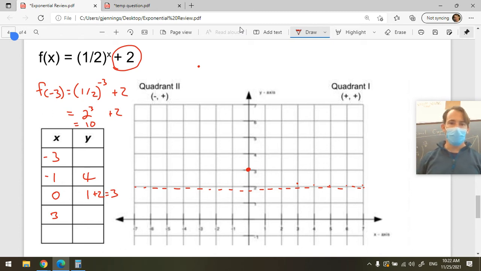And now maybe I want another point in between here to fill in my table. Let's do -2, okay? So if I put in -2 here, that would be 1 over 2 to the -2. That would be 2 to the 2. That would be 4. 4 plus 2 is 6. That point is on the graph as well. Okay, so this is going to look like this.